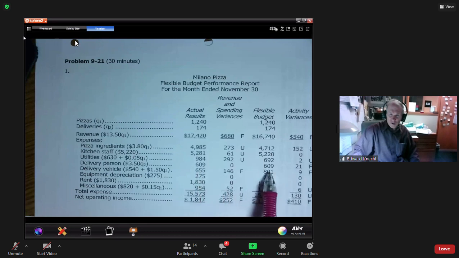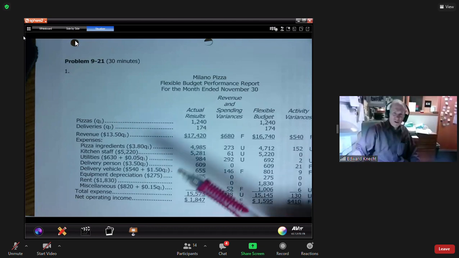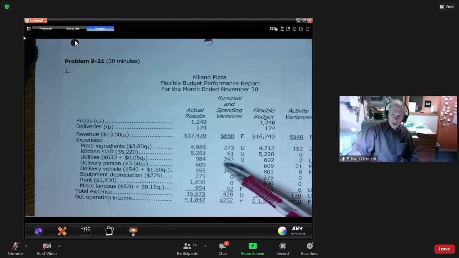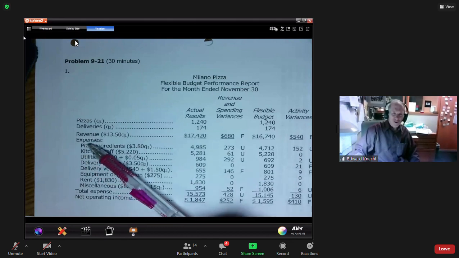$655. The flexible budget says it should have been $801. So, hey, that's a good thing. We had less cost for delivery vehicles than we had anticipated. That's a good question, because if you just get into the format and the numbers and you're not understanding it, that's how you have to look at it.